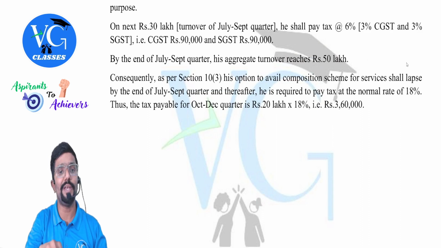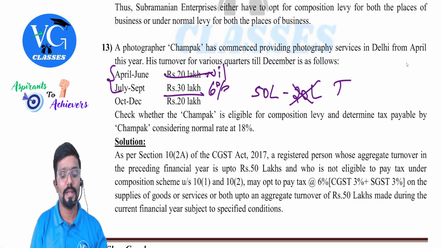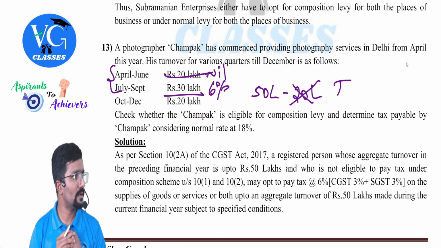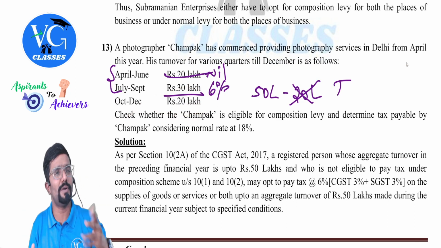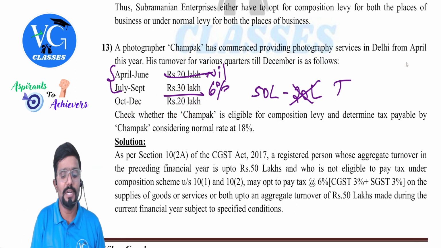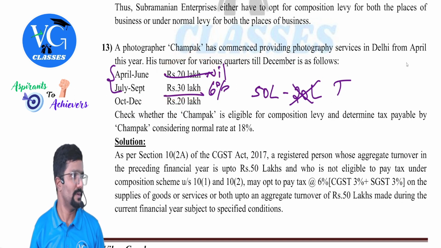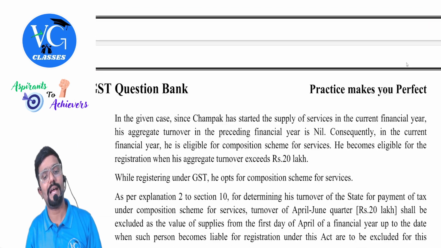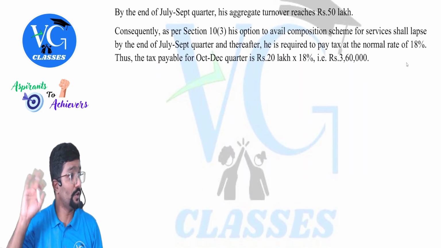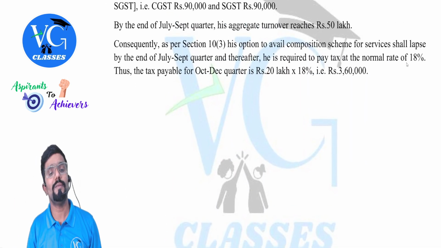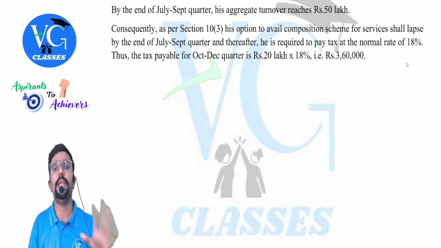Sir, how did you get the 20 lakh? Last quarter. Clear? And here the date is not important because they have not mentioned the date. And clearly, exactly by the end of the second quarter, they have crossed 50 lakh. So for the last quarter, that is actually the third quarter here, not the fourth quarter, whatever is the turnover, 20 lakh, on that 18%.